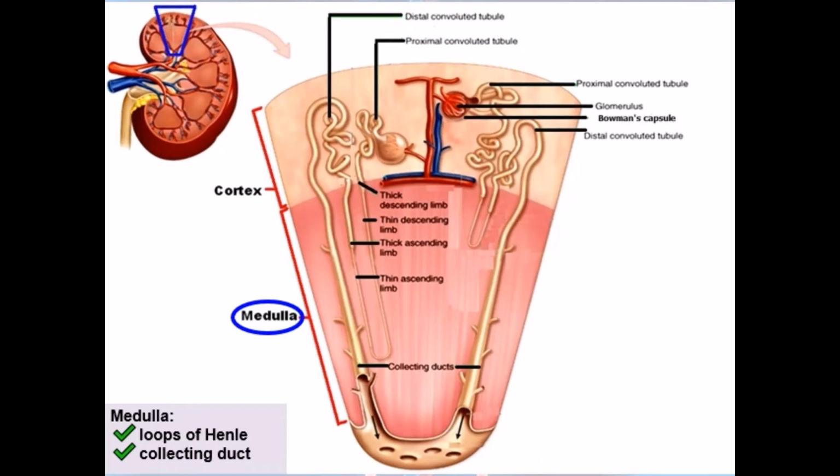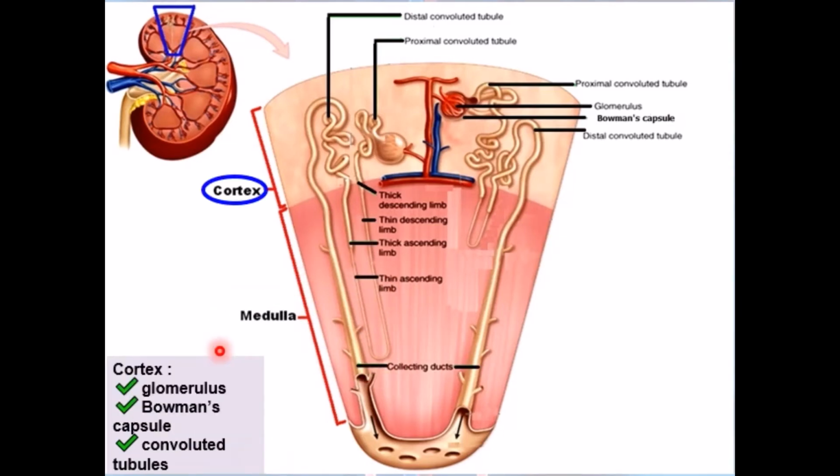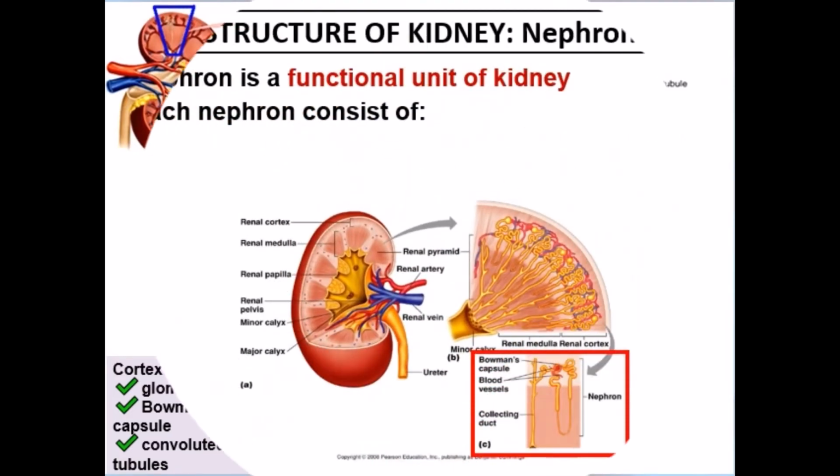The medulla region is the middle portion of kidney that consists of lobes of Henle and collecting duct. Cortex is the outermost region of kidney that consists of glomerulus and Bowman's capsule, convoluted tubule, including proximal and distal tubule.